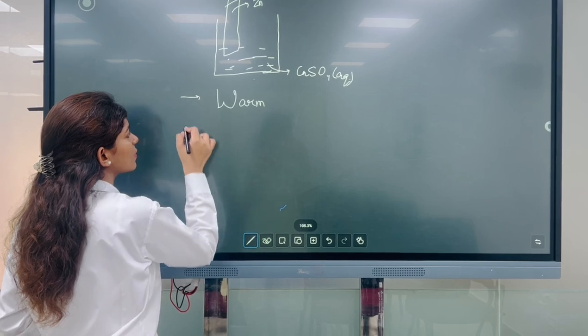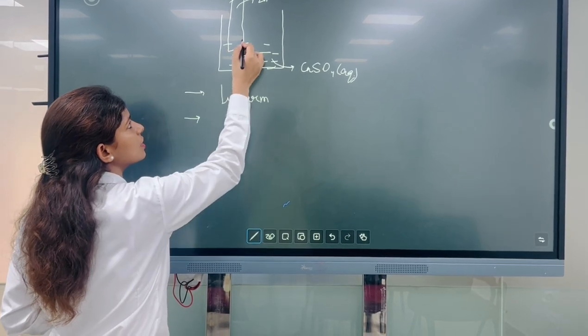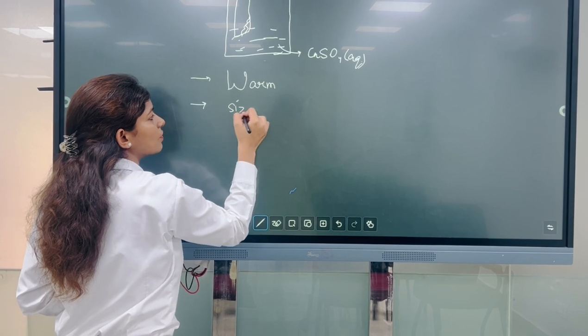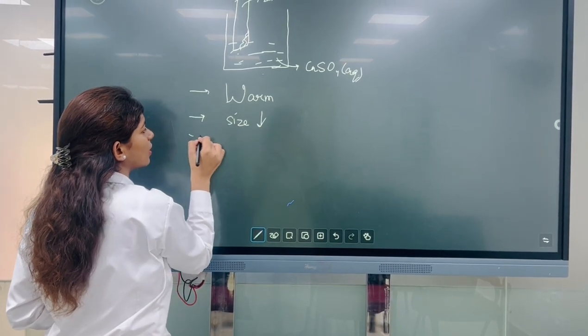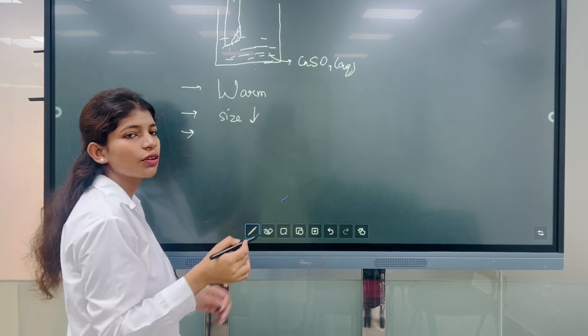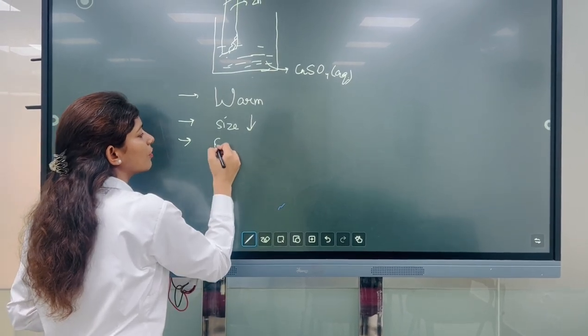Second, the size of the zinc rod decreased, and third, the blue colored solution of copper sulfate faded.